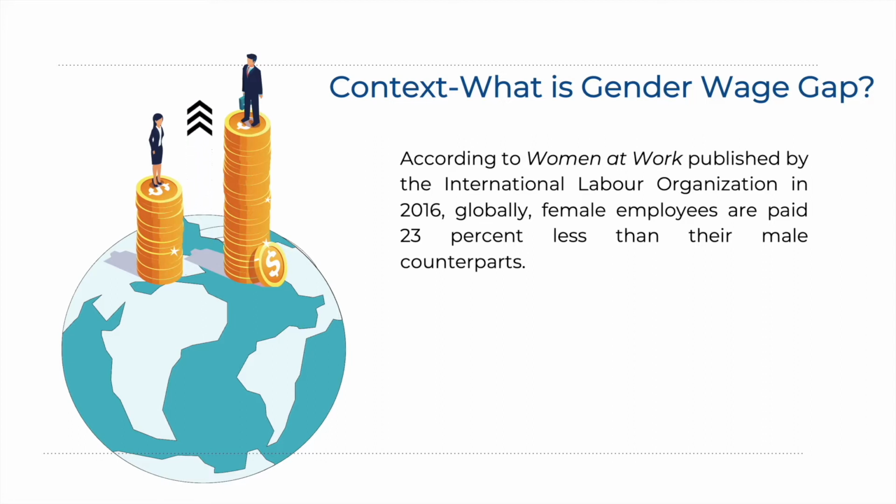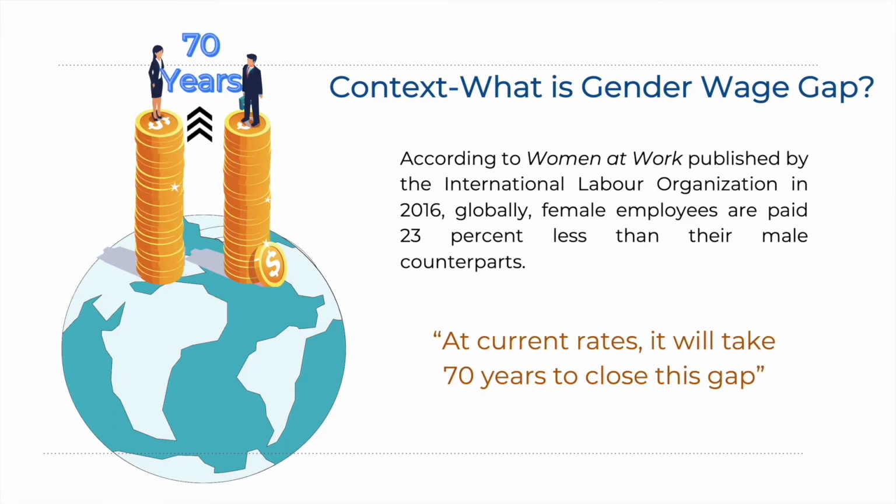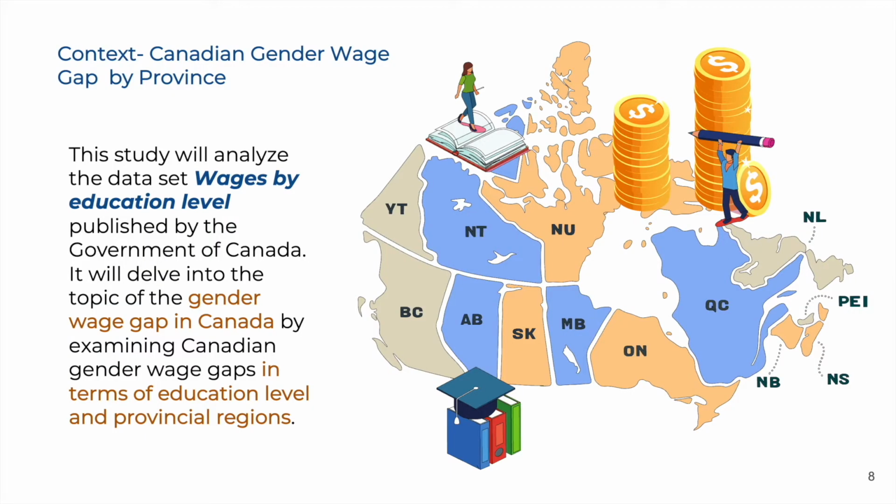Now, take a guess: how many years do you think it will take to close the gender wage gap at the current speed? The answer is 70 years. Shocking, right? That actually means at the current speed, it will take two generations of the workforce to close the gender wage gap. Therefore, we would like to examine how Canada is doing at closing the gender wage gap by province and how educational level might affect that.